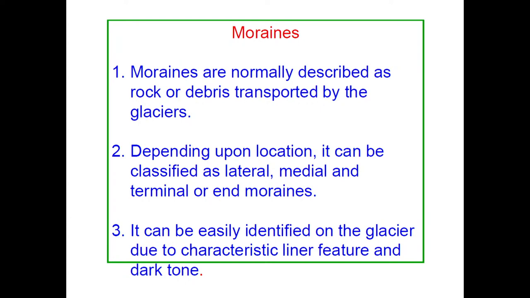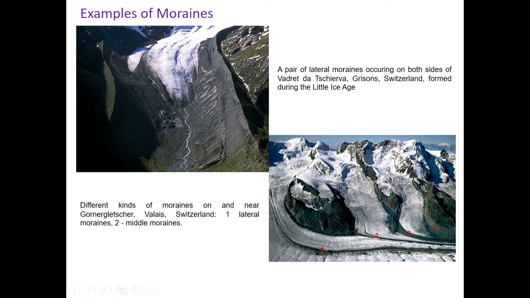These glaciers will have moraines along with them. Moraines are normally described as the rock or debris transported by the glaciers. Depending upon the debris, these moraines are classified as lateral, medial, and terminal or end moraines. I can show here some of the images. You can see here this is the lateral moraine, and there are lateral moraines and medial moraines present on the glacier.